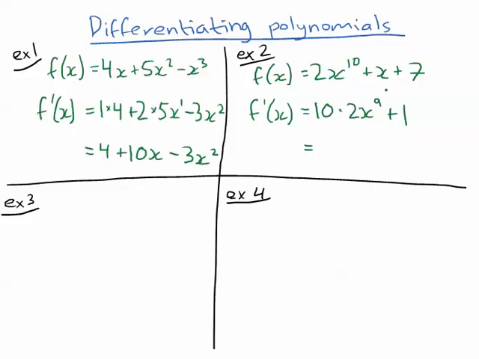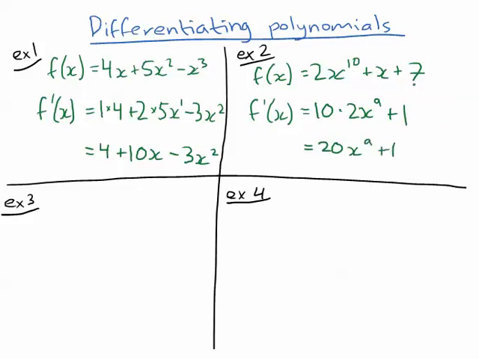And you can see that because the gradient of a straight line graph is the number in front of the x value. And in this case, the gradient would just be 1 because the number in front of the x is 1. Okay, so if we multiply this out, we're going to get 10 times 2 is 20, x to the power of 9 plus 1.